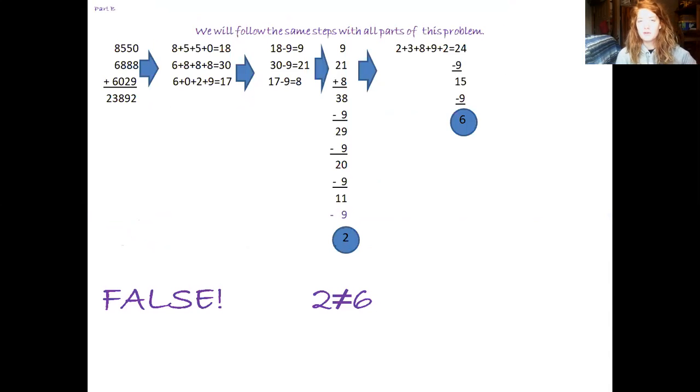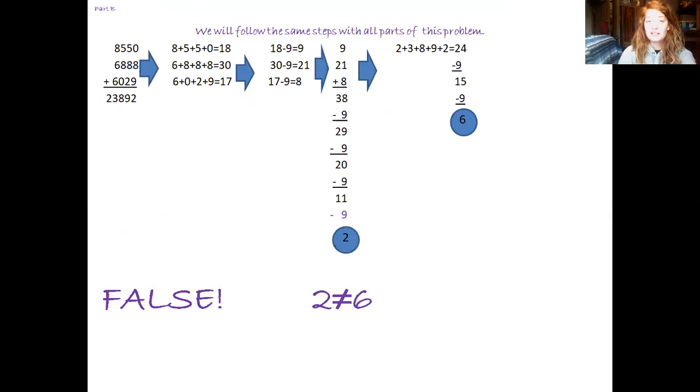We will follow the same steps with all parts of this problem, so let's try the second one. 8,550 plus 6,888 plus 6,029 equals 23,892. This isn't correct. We know that through basic calculations, but let's prove it. 8 plus 5 plus 5 plus 0 equals 18. 6 plus 8 plus 8 plus 8 equals 30. 6 plus 0 plus 2 plus 9 equals 17. So 18 minus 9 equals 9. 30 minus 9 equals 21. 17 minus 9 equals 8.